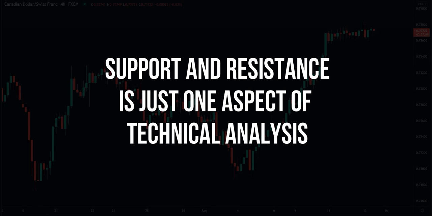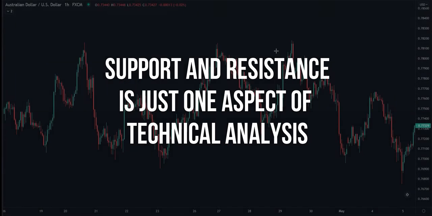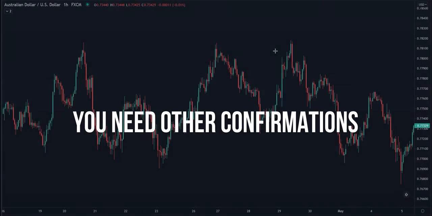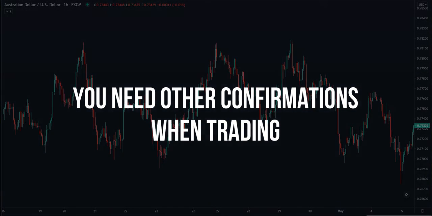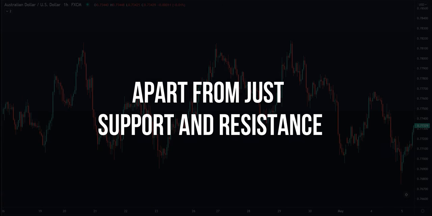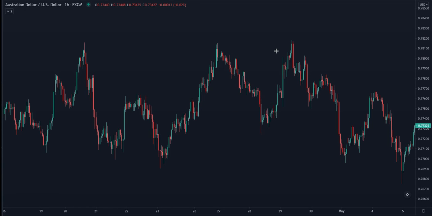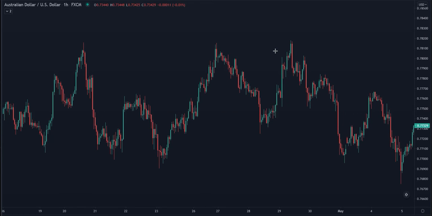I would like to remind you that support and resistance is just one aspect of technical analysis, and as with any trade, you need more confluences or other confirmations for your entry, apart from just the support and resistance levels. Now, let's go into the charts to look at some examples.